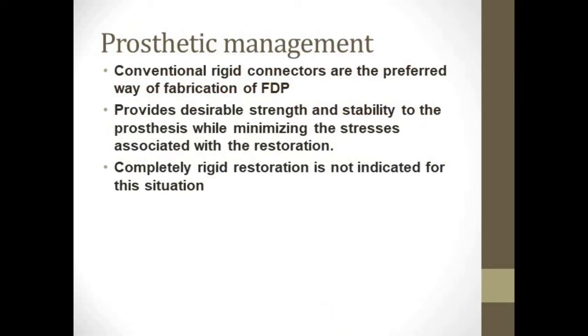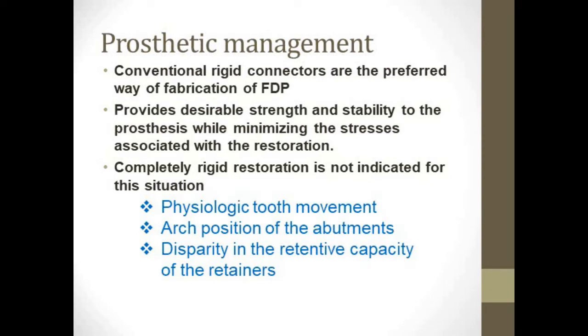Coming to prosthetic management of a pier abutment case. Usually rigid connectors are the preferred way of fabrication of a fixed dental prosthesis because the rigidity provides desirable strength and stability to the prosthesis while minimizing the stresses associated with the restoration. But a completely rigid restoration is not indicated for a pier abutment case. This is because of the physiologic tooth movement, the arch position of the abutment, and the disparity in the retentive capacity of the retainers. So let us see them in detail.